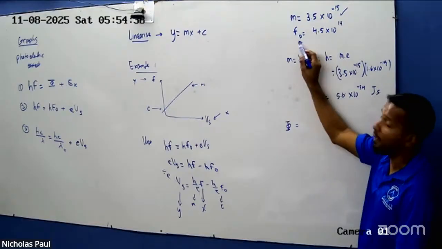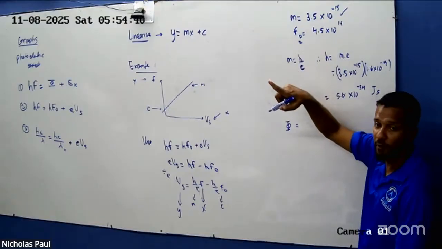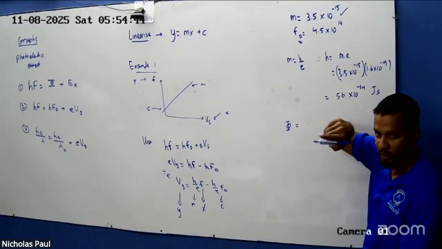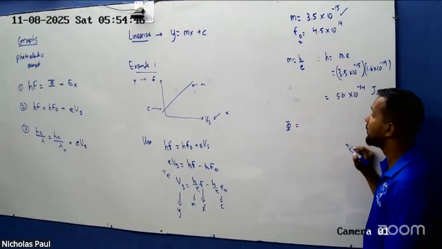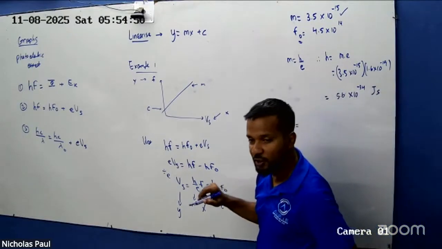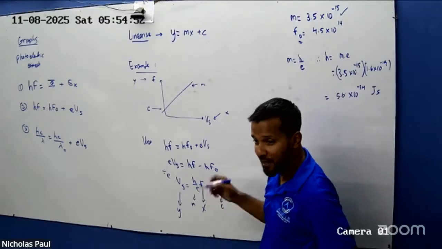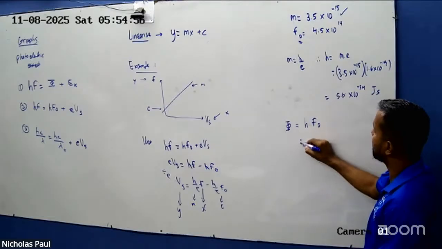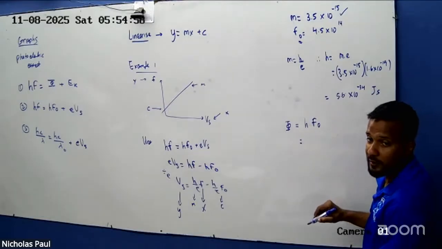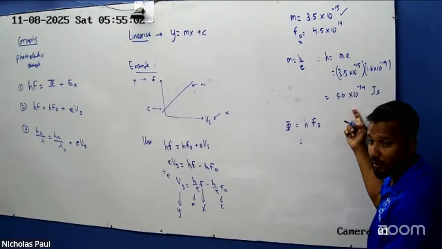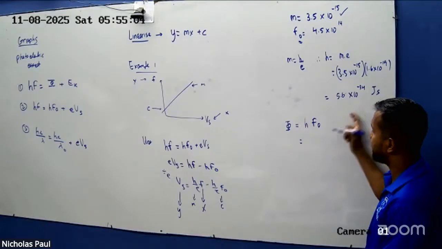If we know F0 from the graph, because we could have found F0, we could not get a y-intercept because of how we initially plotted, right? What's the work function? H by F0, right? So you multiply H by F0. The bad thing is that you might have to use your H value here.